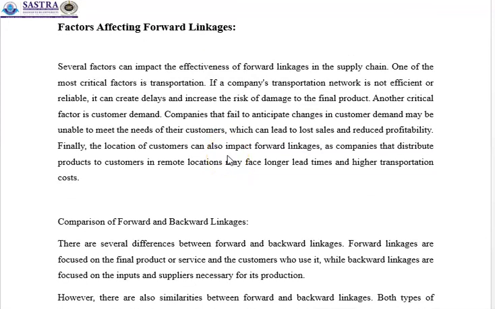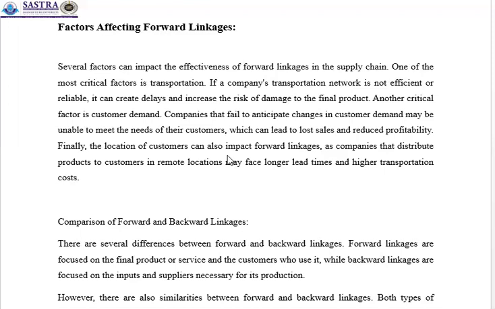Several factors can impact the effectiveness of forward linkages in the supply chain. One of the most critical factors is transportation. If a company's transportation network is not efficient or reliable, it can create delays, and sometimes it increases the risk of damage to the final product. So if it is not efficient, then you should not use those types of transportation facilities for the particular product.